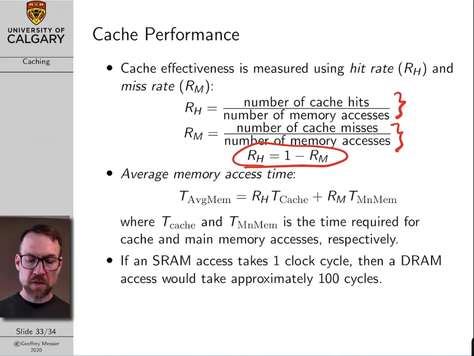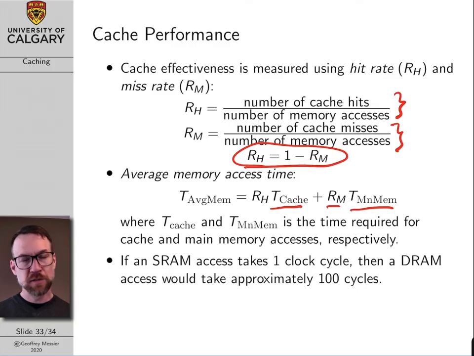We can also determine the average length of time it takes us to do a memory access. Our memory accesses throughout the execution of our program are going to be a mixture of cache accesses and main memory accesses. We'll access from cache when we get a hit, and main memory when we get a miss. And so the average length of time it takes to do a memory access is our hit rate multiplied by the length of time it takes to access our cache, plus our miss rate multiplied by the length of time it takes us to access main memory.